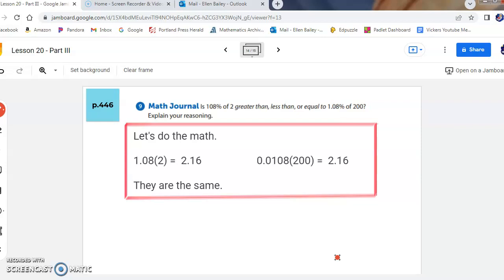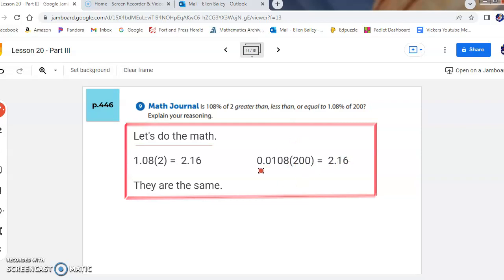Is 108% of 2 greater than, less than, or equal to 1.08% of 200? Explain your reasoning. So I just said, let's do the math. I did this out. And 1.08, so that's 108% as a decimal times 2, was 216. And then this, 1.08% of 200, well, I just made that 0.0108 times 200, also 216.